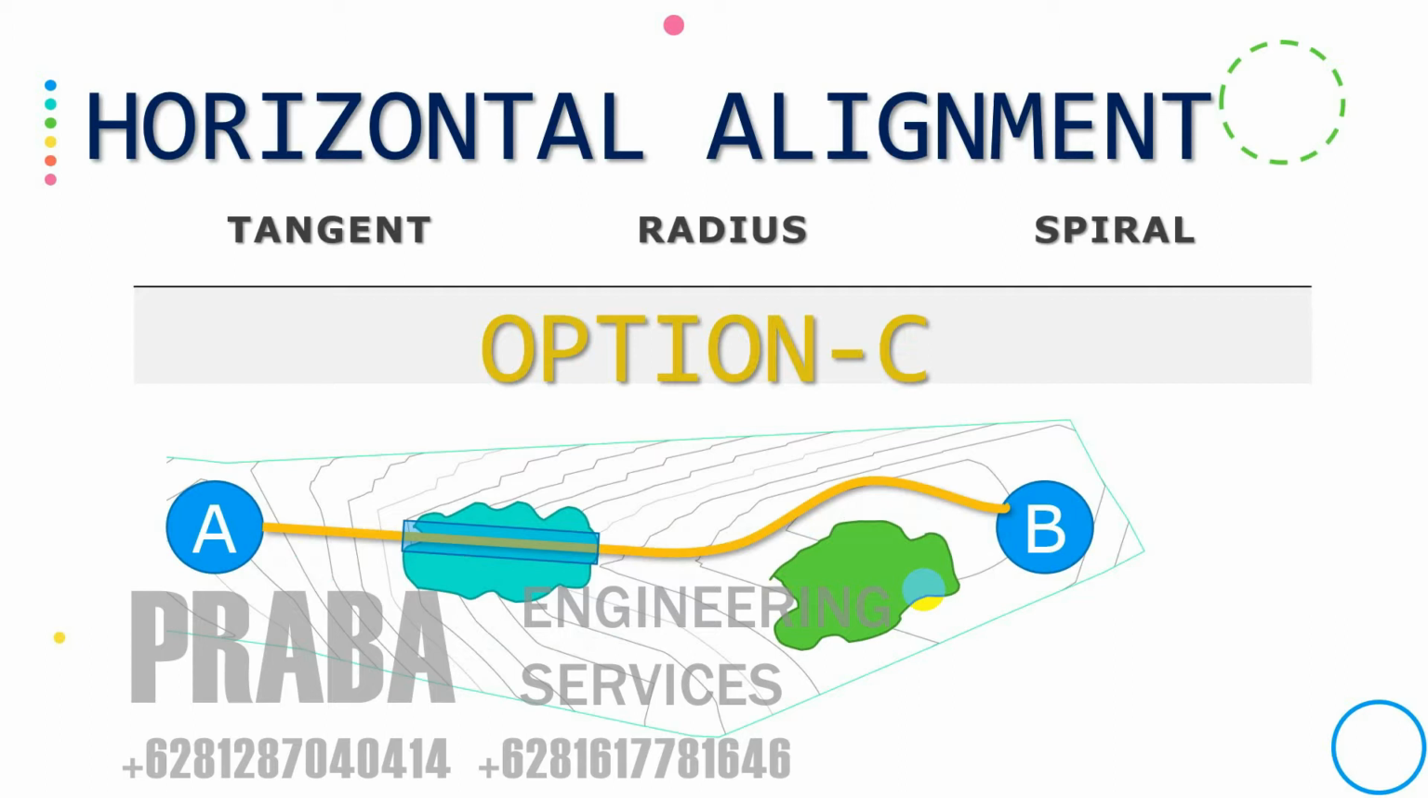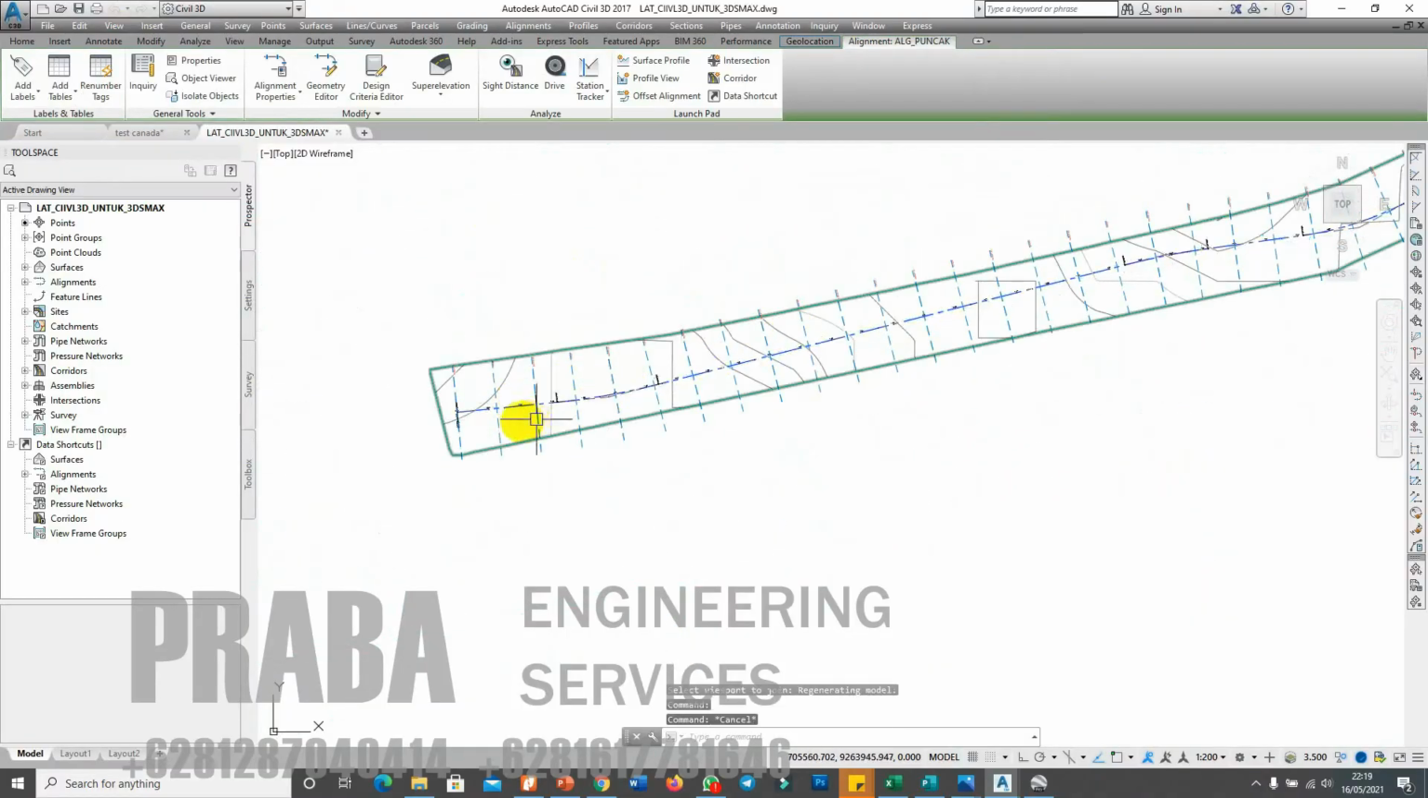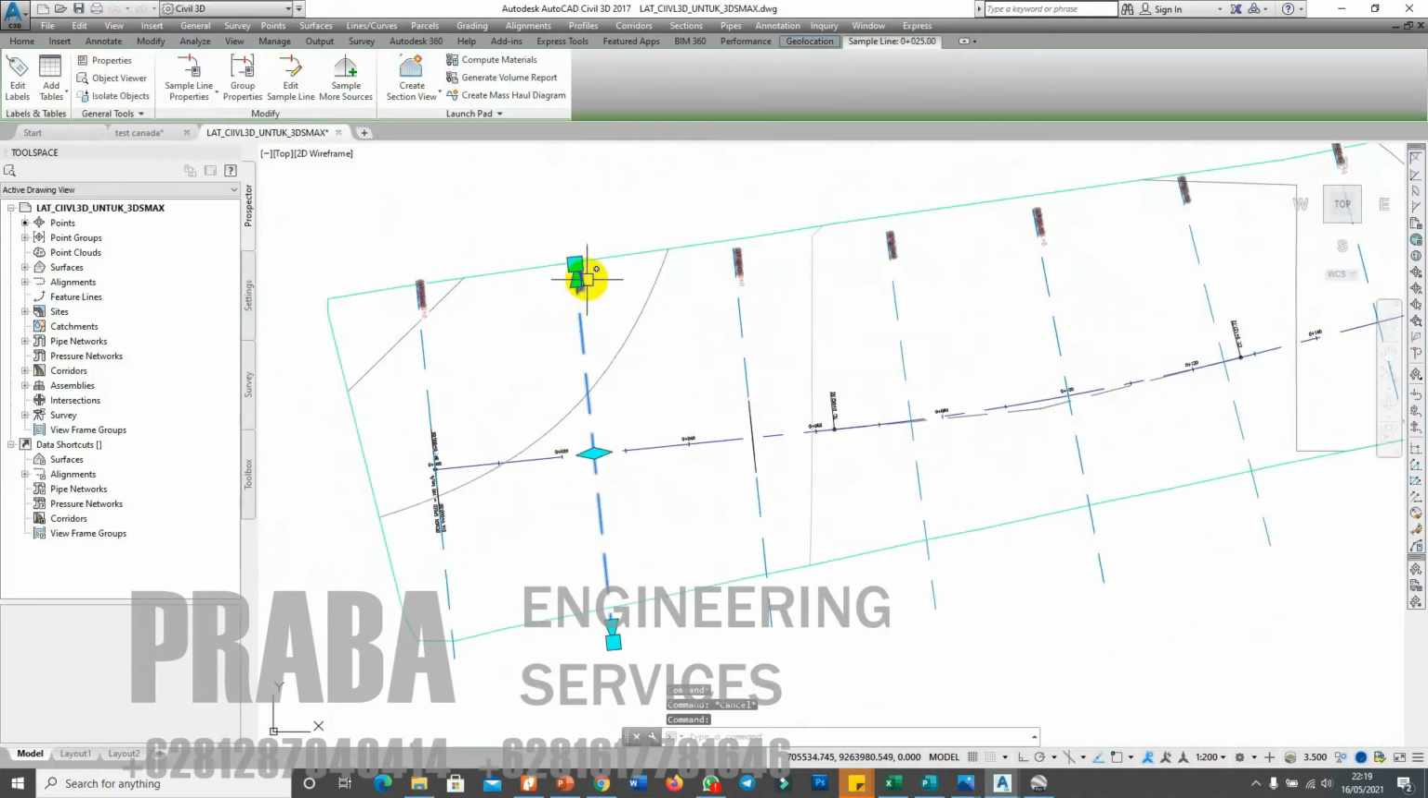The option depends on your design. You may be designing for a toll road, an urban road, rail, irrigation, or canal. It very much depends on the situation and location. The horizontal alignment consists of tangent, radius, and spiral. In the middle we have the radius and spiral, which depend on the design criteria you want to use. Then this is the final decision. This is the alignment.